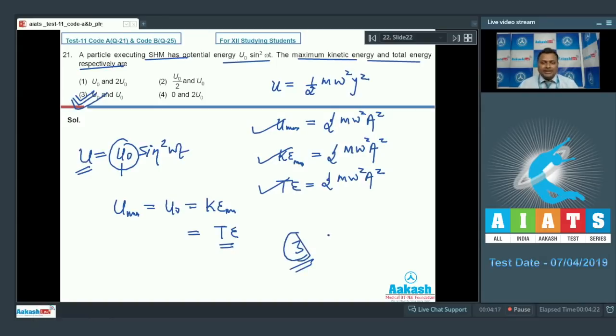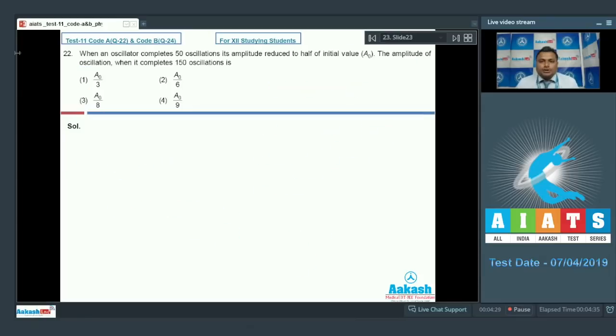Now move on to the next, that is question number 22. So here is question number 22, everyone. When an oscillator completes 50 oscillations, its amplitude is reduced to half of its initial value A naught. The amplitude of oscillation when it completes 150 oscillations will be what? Now here the amplitude is continuously decreasing, so this is the case of damped oscillation.